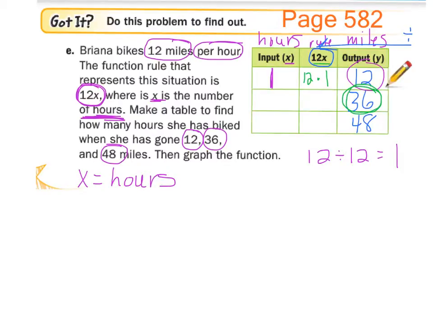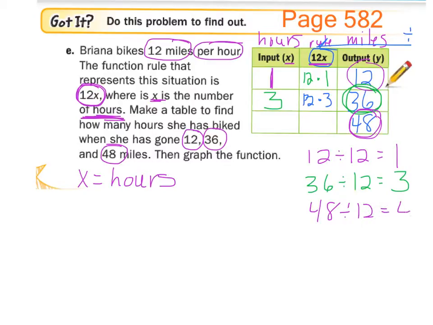Let's try the next one, 36. Working backwards, instead of multiplying, I'm dividing. I'll take the 36, divide by 12, and I get 3. So my input is 3. Checking my work, 12 times 3 is 36, so I know I'm correct. On this last one, we have 48. So working backwards, instead of multiplying by 12, I divide by 12, and I get 4. So 12 times 4 indeed is 48.